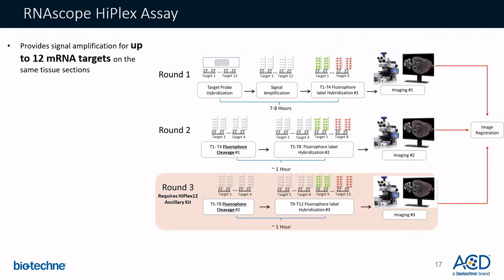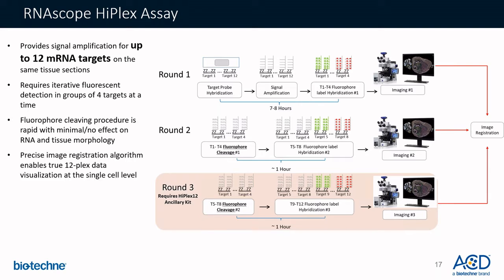This assay allows you to provide signal amplification of up to 12 mRNA targets on the same tissue section. This is done by 3 iterative rounds, where each round will look at up to 4 targets at a time. And at the end of each round, you use our image registration software to register these images together and look at these 12-plex data individually or combined at a single cell level.